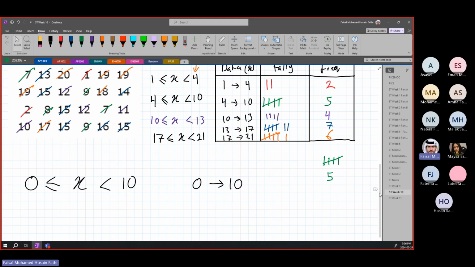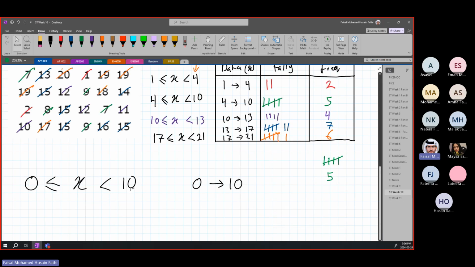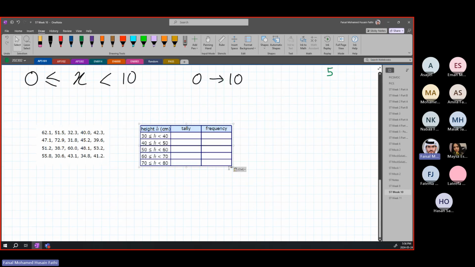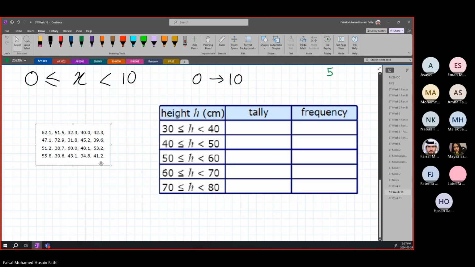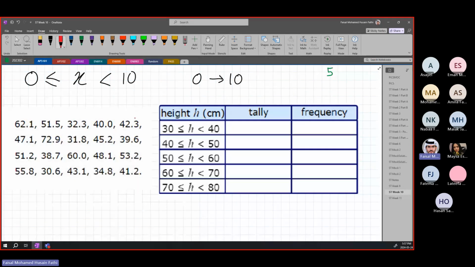Let's do one more quick example about this using this value over here. So here the table was already given, and we have values here with decimal points. But again, we are going to apply the same exact idea. So we're starting from 30 all the way up to 40, but not including 40 itself. So you're going to take values that are up to 40, but are not including the number 40 itself.